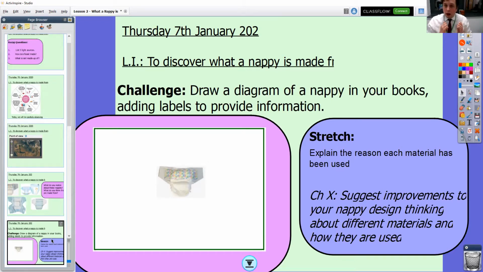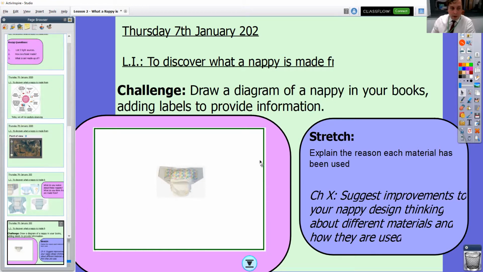But again, today, our skill that we're using is observation. So thinking in a critical way about all the different things that we have in our nappy there. Pause the video now, because afterwards, I'm then going to show you a couple of things that we've jotted down, just to see if that can help you with your responses as well before you submit them.